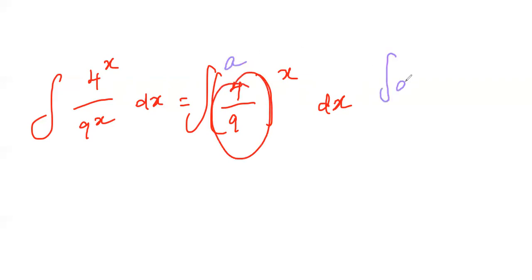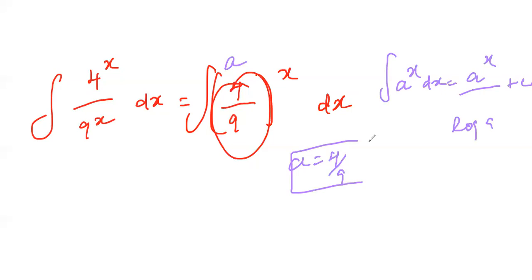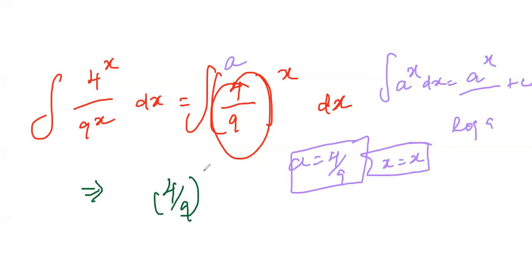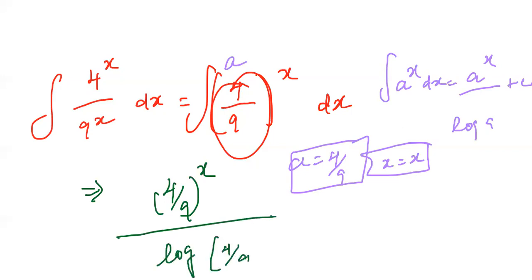So again, it'll be integral a power x dx, which is nothing but a power x upon log a plus c. So first write what is a. A is 4 by 9, and x is x here. That's it. So you have that clarity first. So the answer is a power x, which is 4 by 9 the whole power x, divided by log a. What is your log a? It's log of 4 by 9, plus C. Understood, Shrenik? Yes, understood.